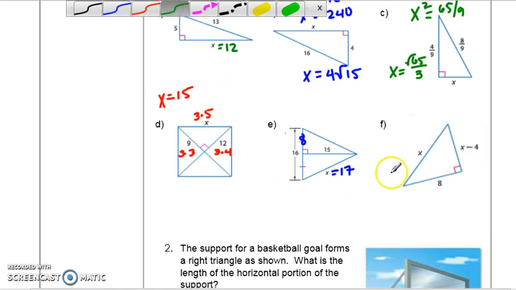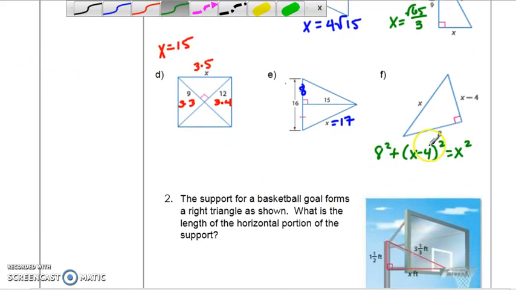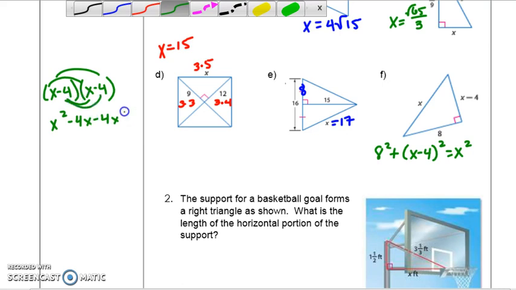On this next one, we do need to do some solving though, so it's going to be an 8 squared plus an x minus 4 squared is equal to x squared. And then we need to do some foiling, because we can't distribute that, we have 2 of them. So it's really like x minus 4 times x minus 4, and we need to FOIL, take a 2 by 2. So that's going to be x squared minus 4x minus 4x plus 16, which is x squared minus 8x plus 16. So see, we can't just distribute that. That's not how we multiply that.